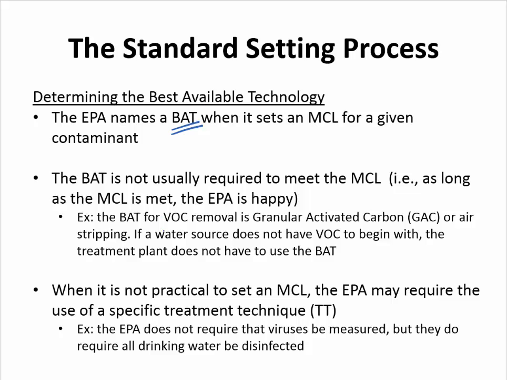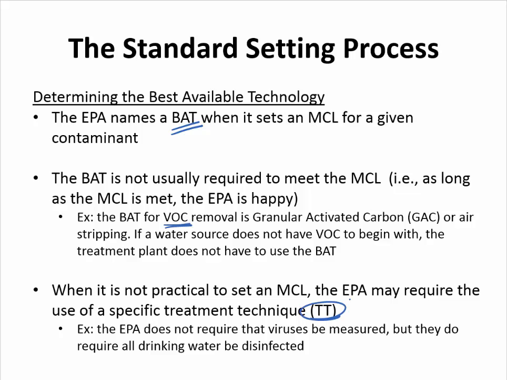The BAT to remove volatile organic carbon, or VOCs, is granular activated carbon, GAC, or air stripping. If a water source does not have VOCs to begin with, the treatment plant is not required to utilize the BAT. When it is not practical for the EPA to set a maximum contaminant level, the EPA requires a specific treatment technique, and this is given the acronym TT.